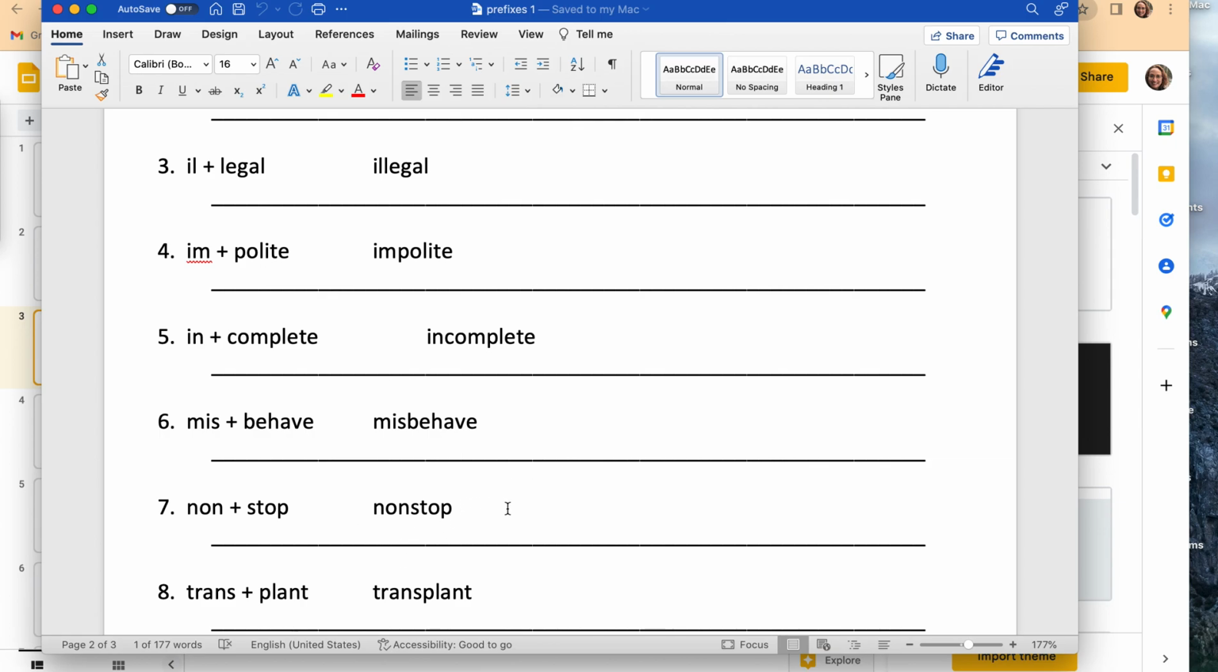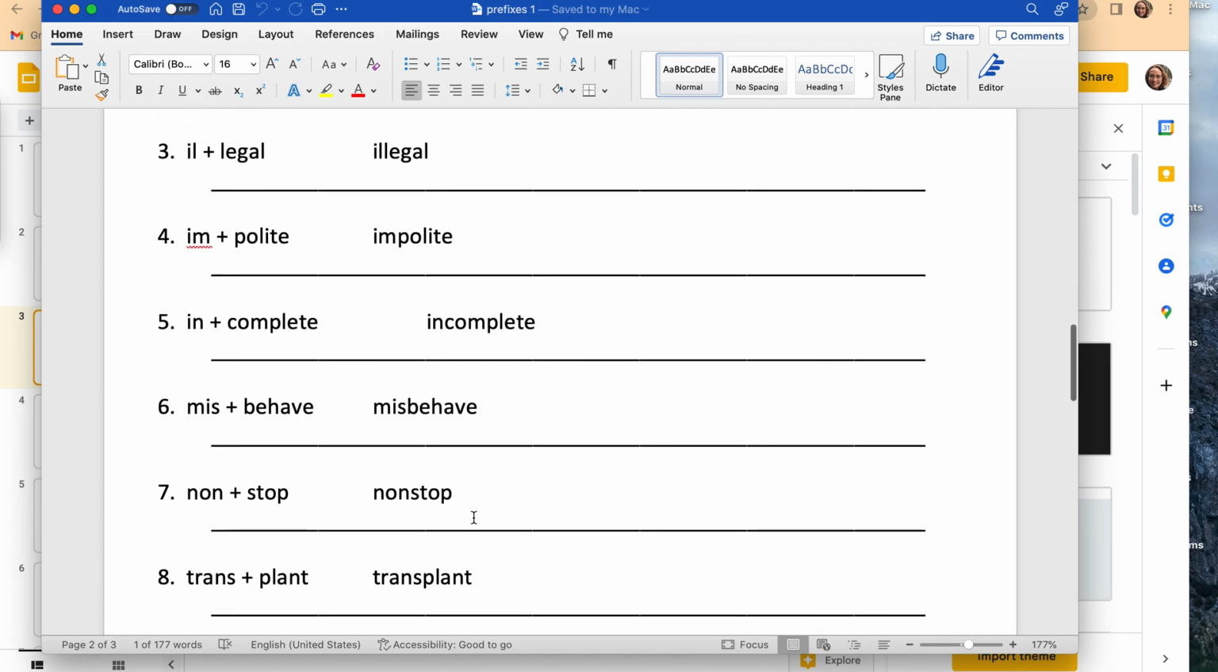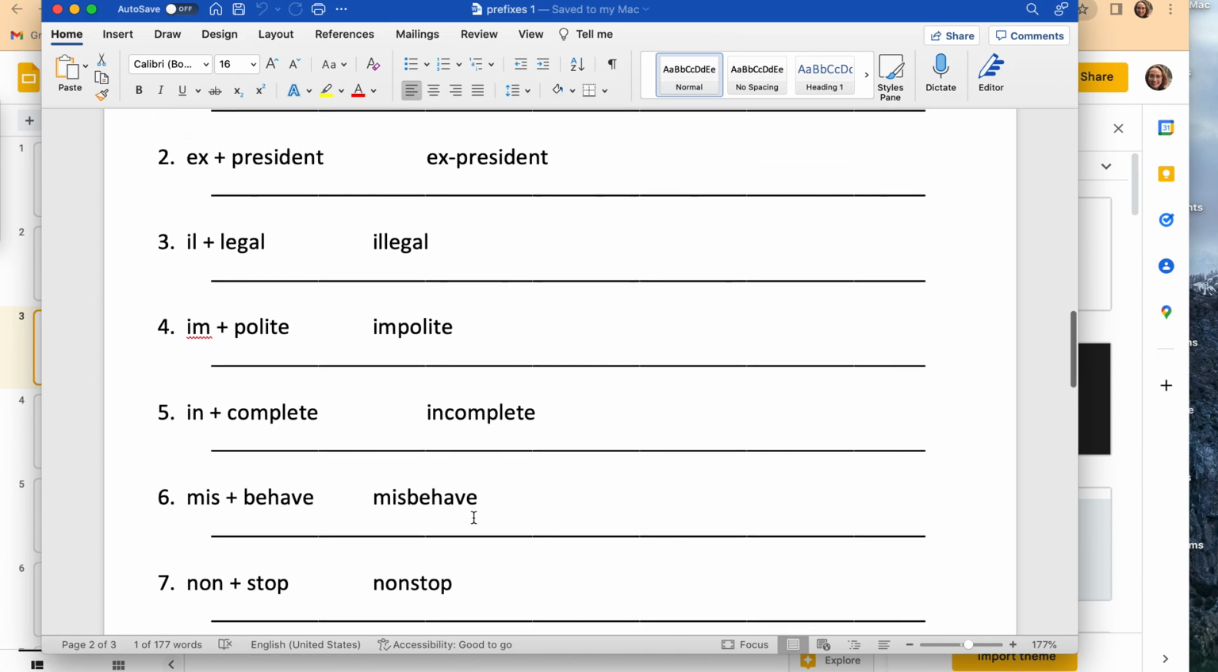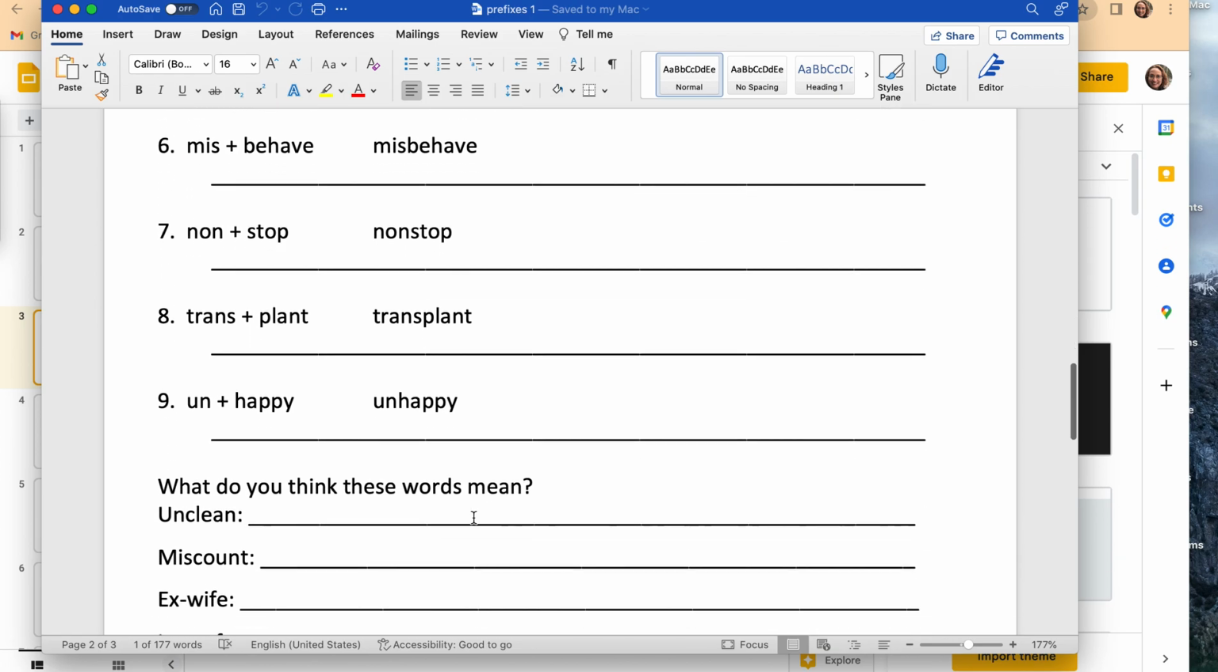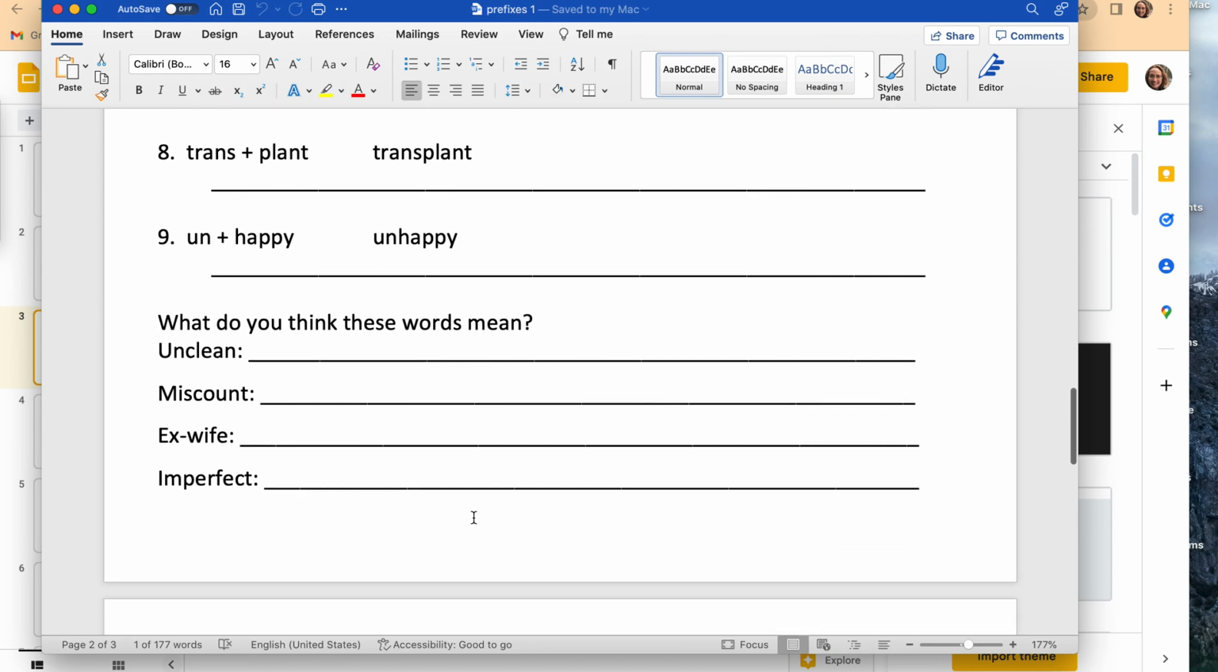Non-stop, that's a good one for higher literacy and basic students. Unhappy, mistake, okay. And then have them come up with their own definition with less support so you can see if they're able to apply the skills on their own. Unclean, miscount, ex-wife, imperfect.